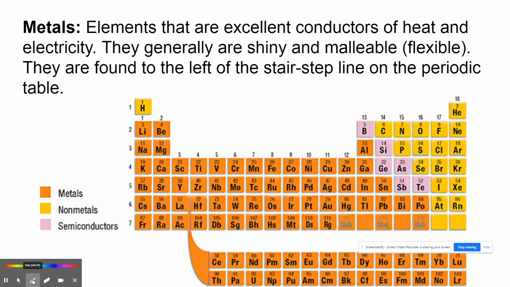Well, the stair-step line goes right here on your periodic table. It generally separates the left-hand side and the right-hand side of the periodic table. The metals are found to the left of it. The non-metals, which you'll see here, are to the right, and then those semiconductors, or we can also call them metalloids, which here you'll see in the key are pink, sit on top and on the bottom of it.